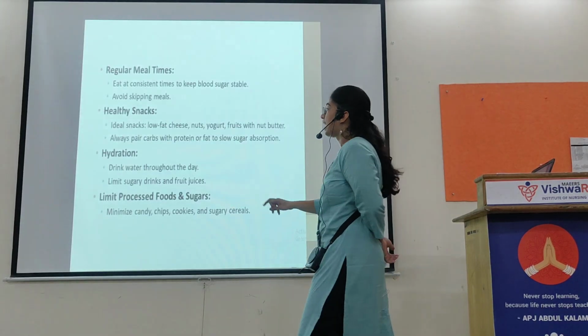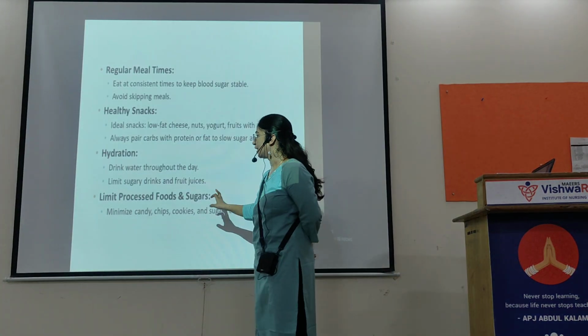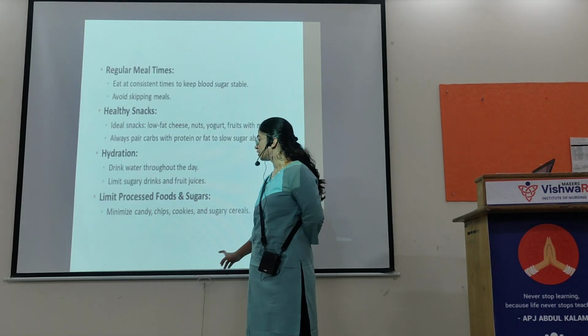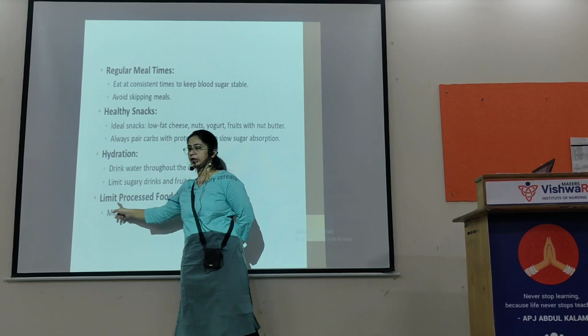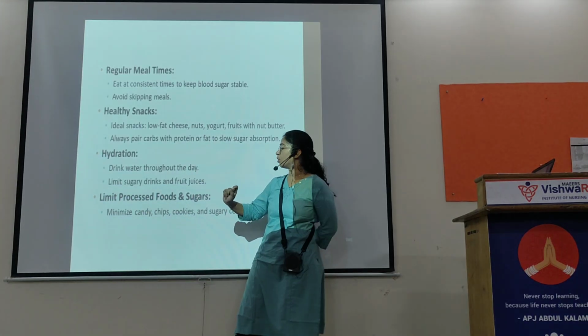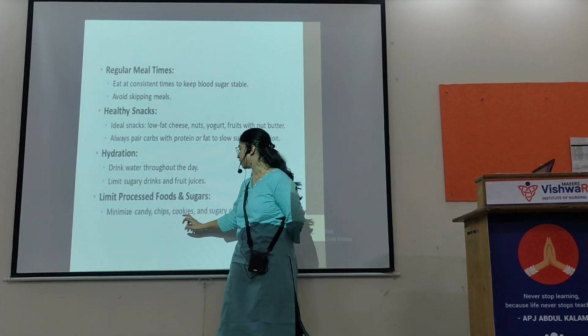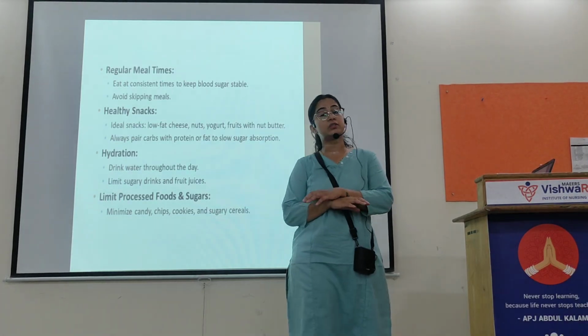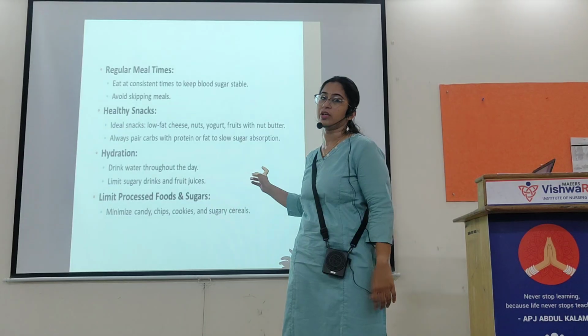Okay. Then hydration. Drink water throughout the day. Limit sugary drinks and fruit juices. Limit processed food. So this is the main culprit for juvenile diabetes. Okay. So you have to minimize the candy, chips, cookies and sugary cereals, or you have to directly omit them from your diet.